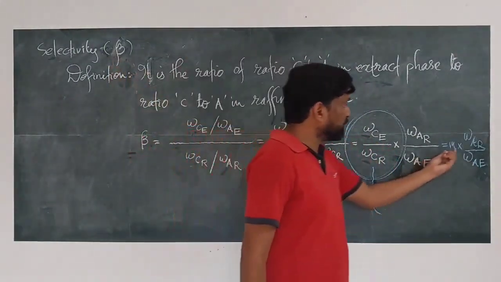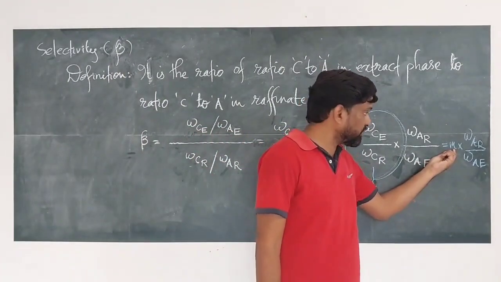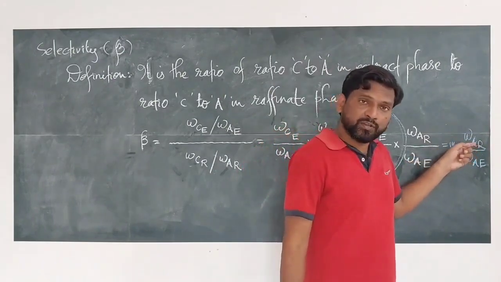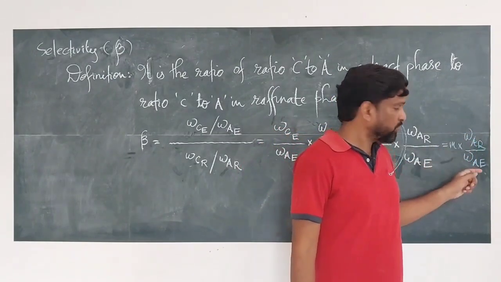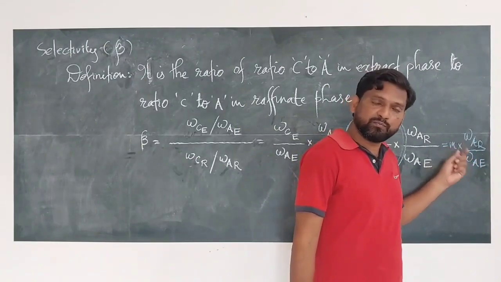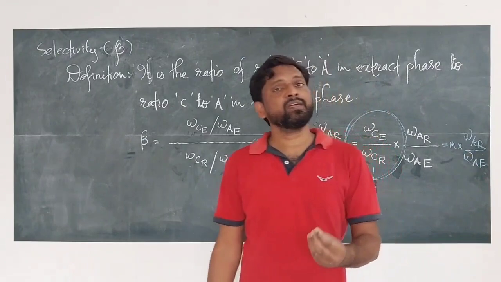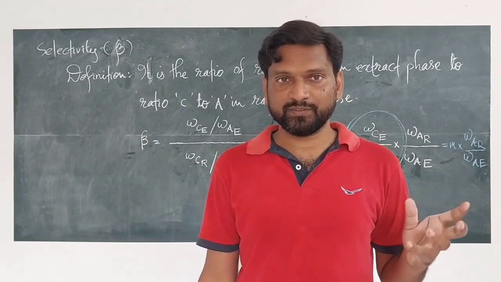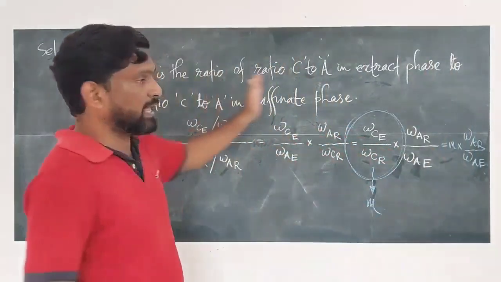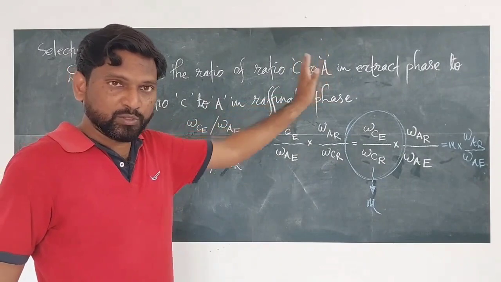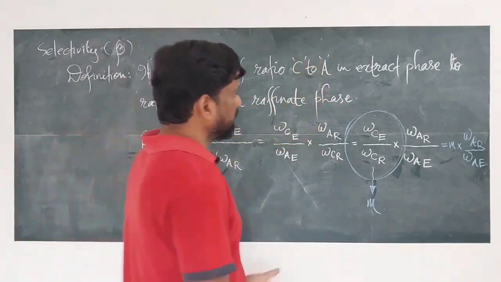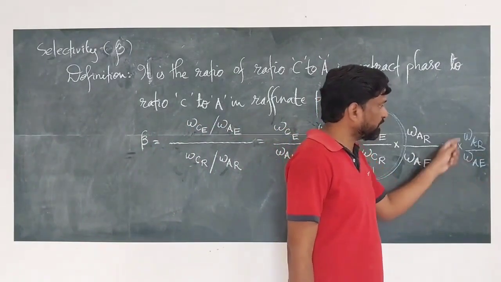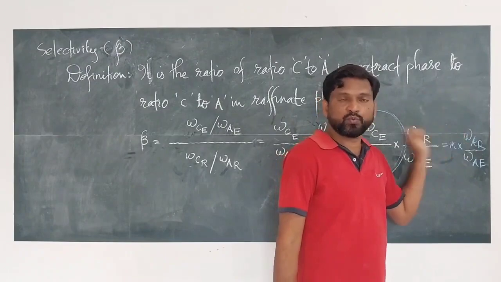Beta is the distribution coefficient multiplied by the ratio of the raffinate phase concentration of component A to the extract phase composition of component A. Component A is the carrier liquid for C. So that is another definition of selectivity. The first definition is elaborately written on the board in front of you, and the second definition is in terms of the distribution coefficient, that is M. It is M times the ratio of concentration of A in the raffinate phase to the extract phase.